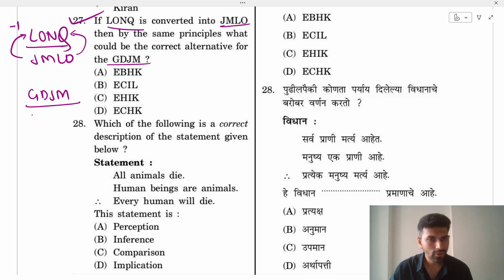ABCDEFG. So EFG, BCD, HIJ, KLM. So correct sequence will be EBHK. Option A is correct answer.